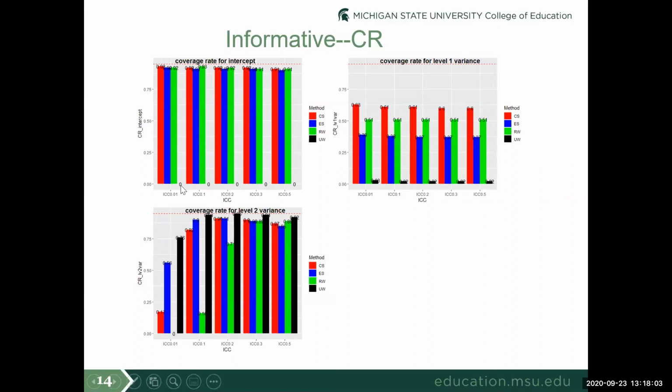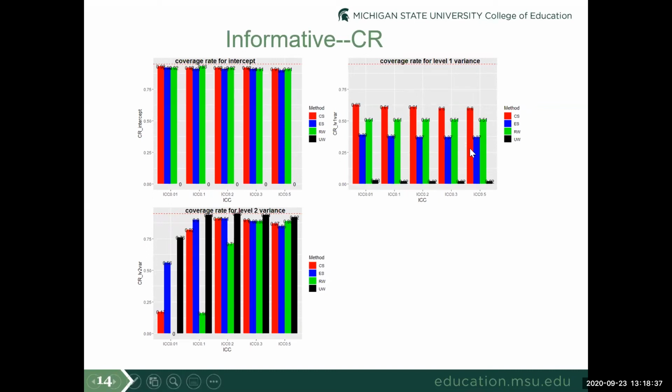So the unweighted estimator has as low as 0 coverage rate for the intercept and 0.02 coverage rate for level 1 variance, this one. The 3 weighted estimators, although they do not have a coverage rate of 0.95 for the intercept, have a coverage rate around or over 0.91. And they have almost the same pattern of coverage rate for the intercept.